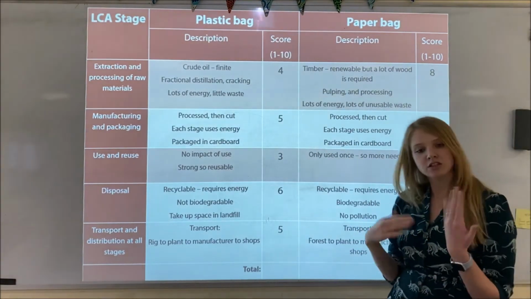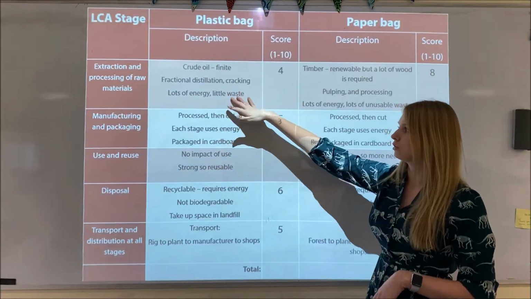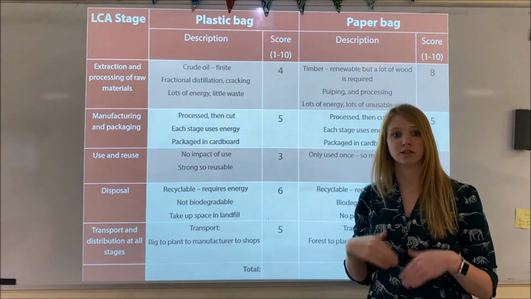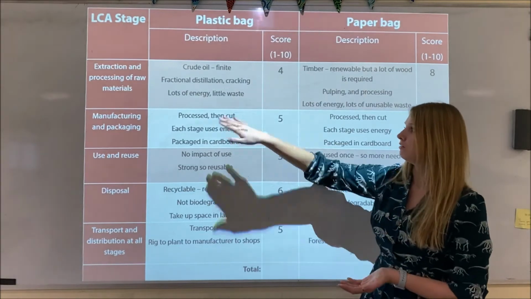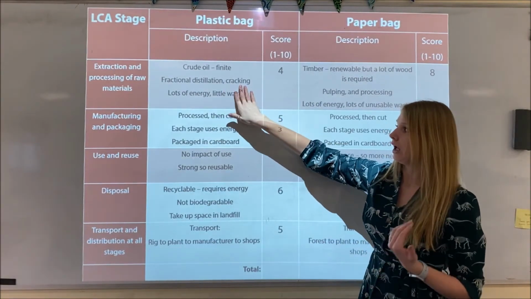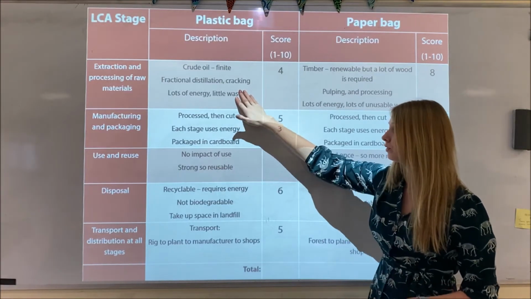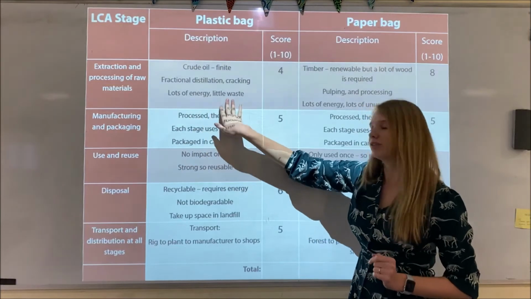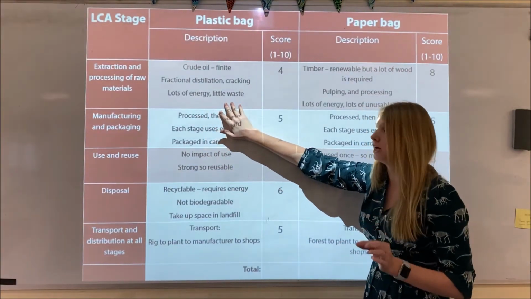The other stages is where we start to see our differences. So extracting and processing the raw materials. Plastic bags comes from crude oil. Crude oil is a finite resource, one that we're going to run out of. It requires fractional distillation and cracking in order to get the polymers to make the plastic. There's a lot of energy involved in all of those stages, but there's not that much waste, which is quite a good bonus for plastic bags.